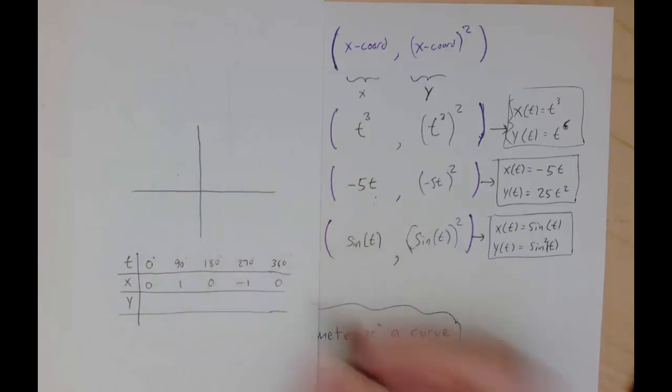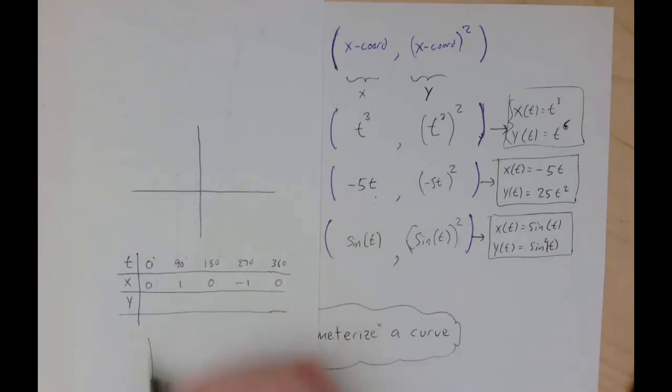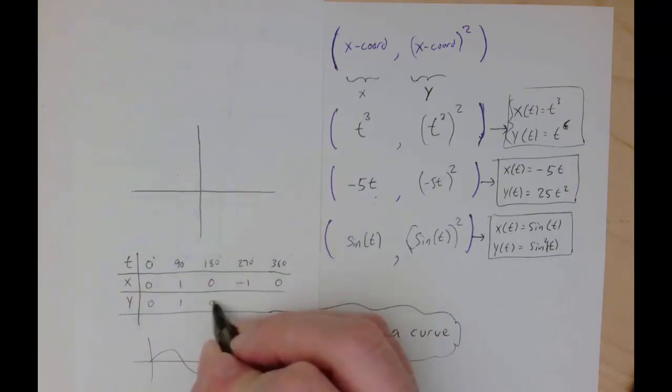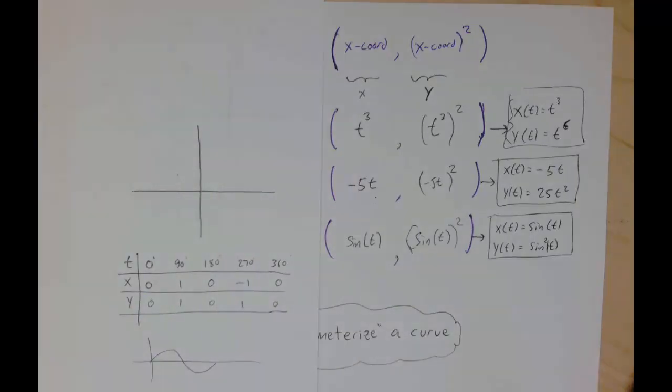This is back to 0, negative 1, and 0. So that's just a description of, well, let's sketch it. So that's a description of this. And then the y-coordinate, I said, is always whatever the x-coordinate was squared. So I'm going to take that output from sine t and I'm going to square it. So 0, 1, 0, 1, 0.